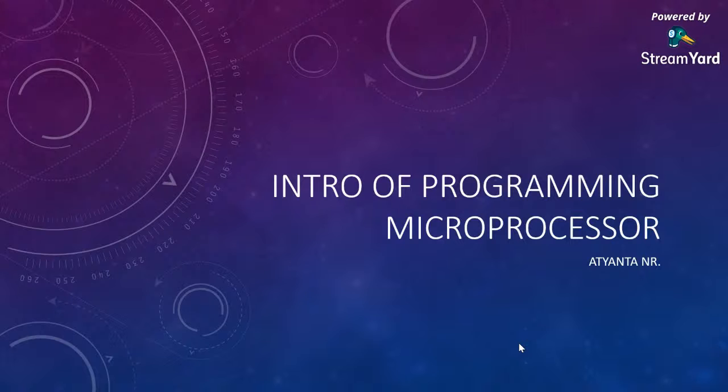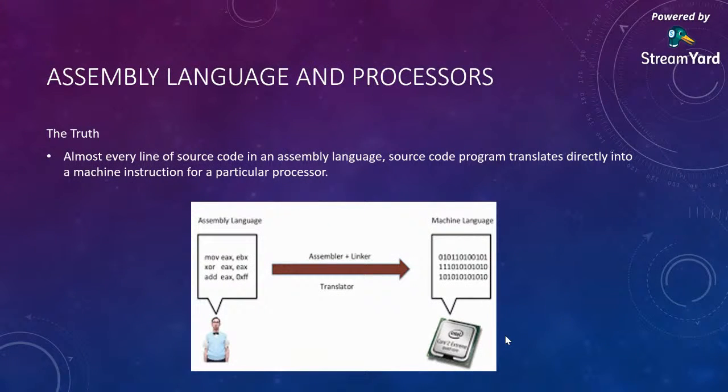Okay, let's continue our discussion about the intro of programming microprocessor using 8085. So the idea of this lecture is basically how to use assembly language and how to process it. So the truth is, almost every line of source code is in assembly language. Source code programs translate directly into the machine instruction for the particular processor.